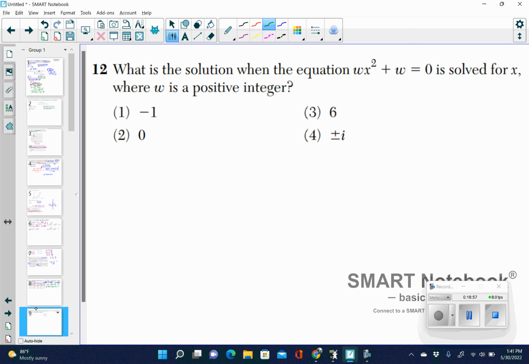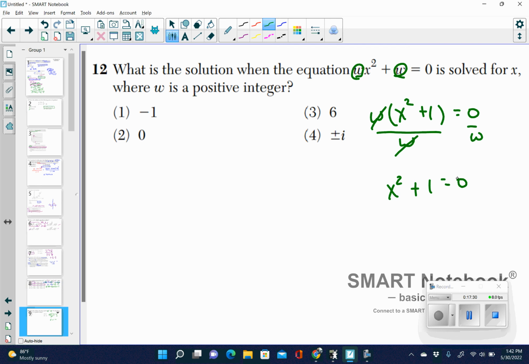Okay. Number 12. What's the solution? Blah, blah, blah. So now we're going to go ahead and do something similar. I see that there's a W here and there's a W here. So I can do what I just did above and factor it out. And I'm left with x squared plus 1 equals 0. So then it says solve for x, and w is a positive number, so I can divide both sides by w, so this cancels out because I'm not risking dividing by 0. So I have x squared plus 1 equals 0, and then I'm going to move the 1 to the other side, so I have x squared is equal to negative 1, do the square root for both, and I get x is equal to plus or minus i, because the square root of negative 1 is i, and that is option number 4. Okay.